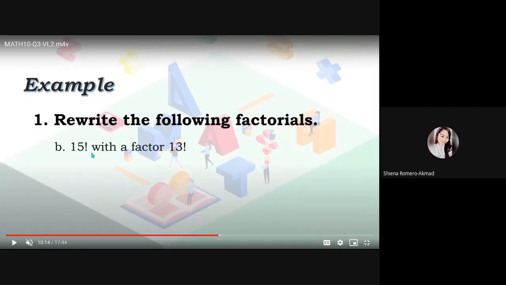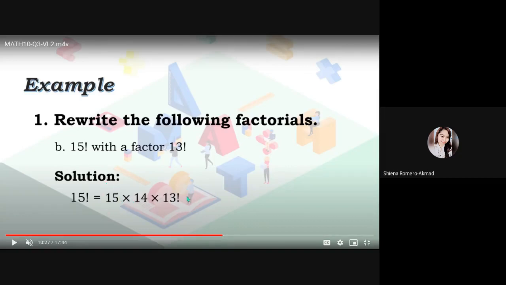Ang kinukuha natin dito is yung factors. We are not going to answer kung ano yung factorial mismo. Ang gagawin lang natin, i-express lang natin siya to factors. Kukunin mo yung factors ng 15 factorial, at dapat, yung isa doon ay 13 factorial. So, ang gagawin natin, that's 15 times 14 times 13 factorial. Dapat yun lang yung answer, kasi ang kailangan lang natin ay yung factor niya.